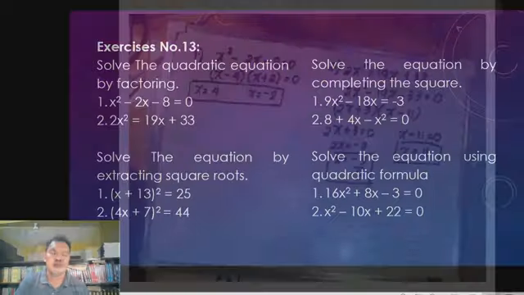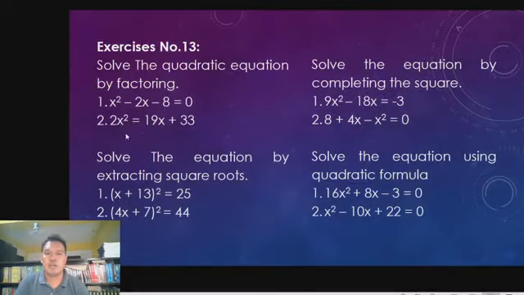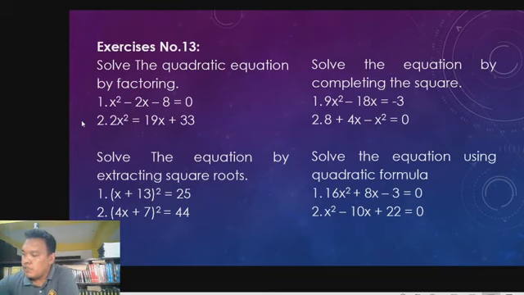Okay? So, let's have this problem. So, ito muna natin. We have solve the equation by extracting square roots. Number 1, (x plus 13) squared is equivalent to 25, and number 2, we have (4x plus 7) squared equals 44.